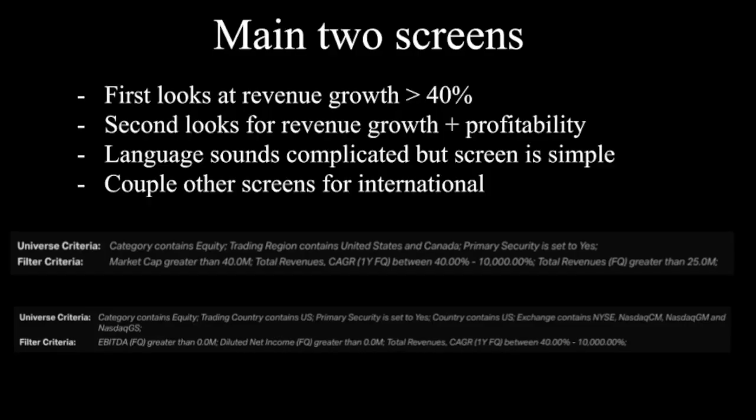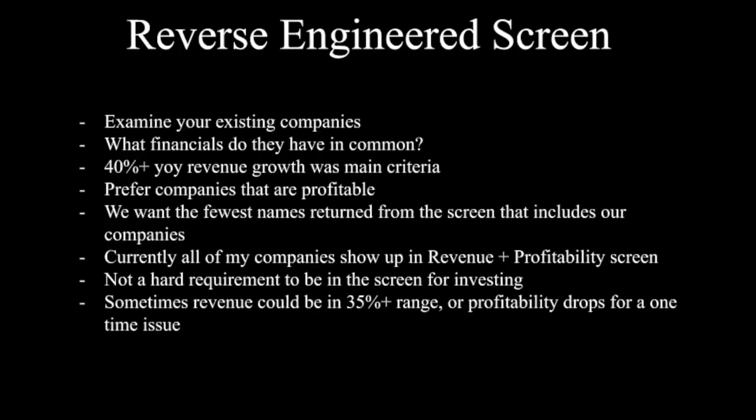I actually don't think you need the upper cap on the 10,000%, so you can probably just have revenue greater than 40% for that. I wanted to discuss reverse engineering a screen and what I mean by this term. First, we can examine our existing companies and try and figure out what financials they have in common. For high growth investing and the companies I like, the 40% year-over-year revenue growth is the main criteria.